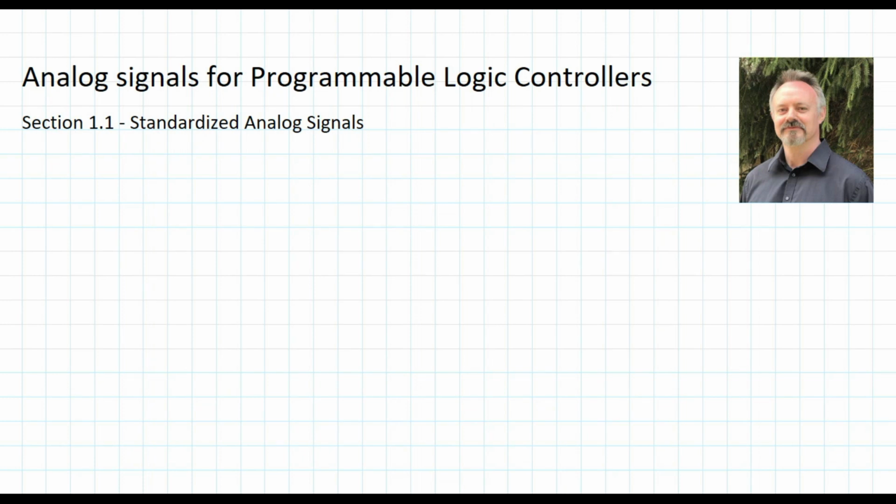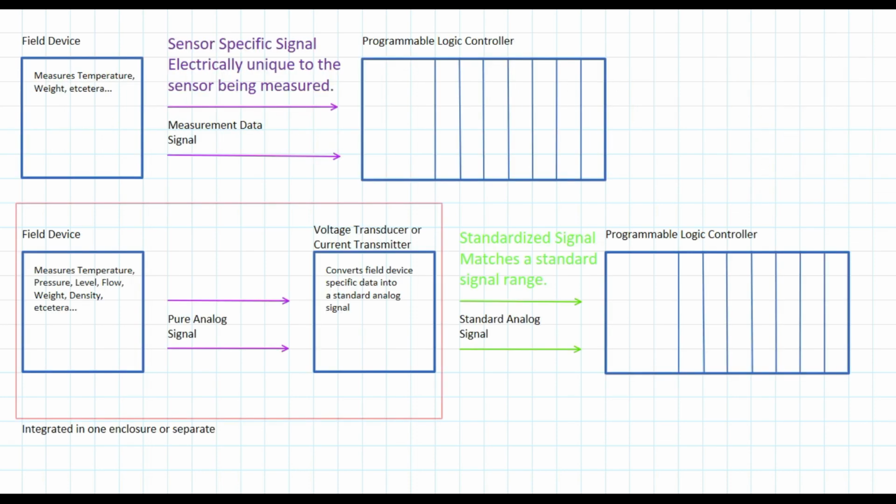There are several different types of standard analog signals that we use when we move data, numerical data, between programmable logic controllers and field devices. While there are PLC input cards that are designed to measure specific signals from specific field devices, such as RTDs, thermocouples, weight transmitters, it is more common for field devices to modify the signal that they transmit in order to be able to adhere to a standard.